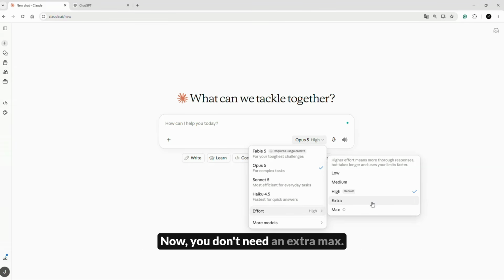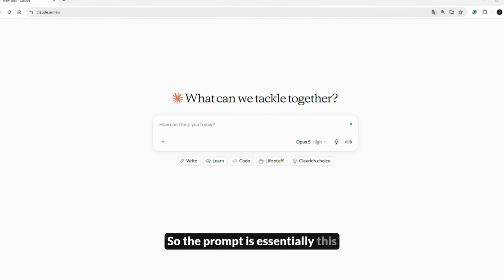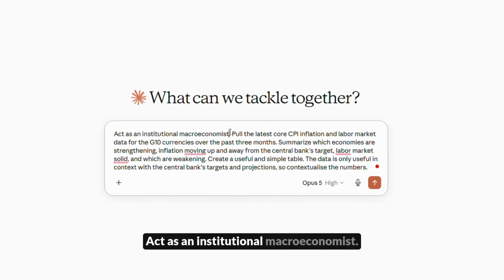Now, you don't need an extra or max. Just use one of the latest models at medium or high, and it's going to be pretty accurate. So the prompt is essentially this: act as an institutional macroeconomist, pull the latest core CPI, inflation, and the labor market data for the G10 currencies over the past 3 months.